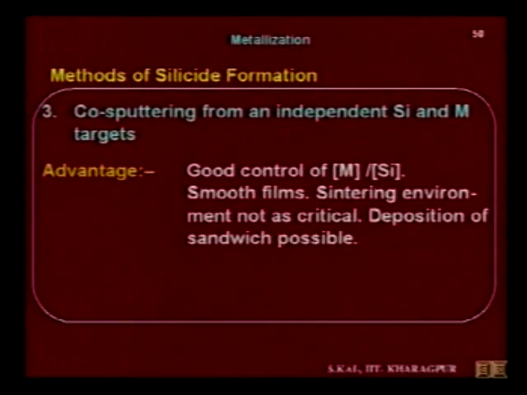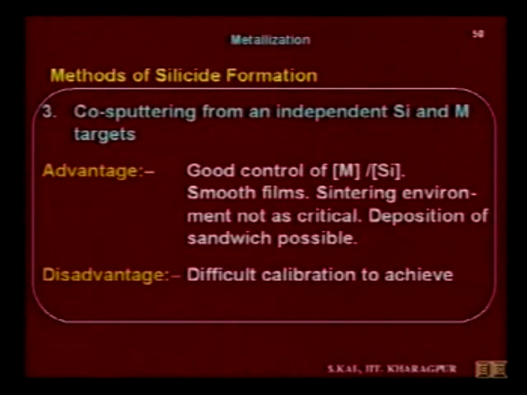Here, good control of metal silicon molar ratio, smooth films, sintering environment not as critical, deposition of sandwich possible. These are the advantages of co-sputtering from independent silicon and metal targets. The disadvantage of this technique is that calibration is difficult to achieve.